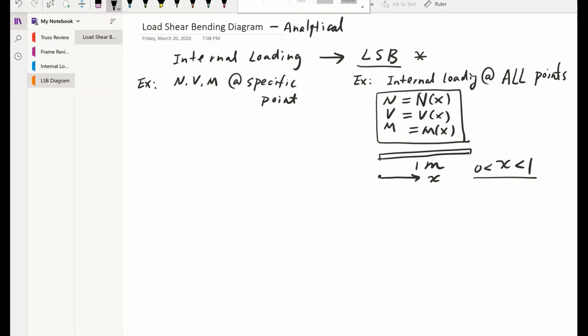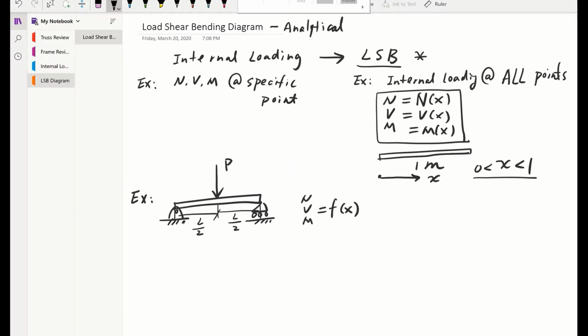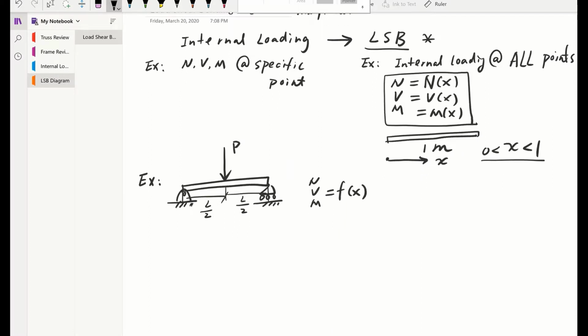Okay. Knowing that big picture, we're going to use an example to demonstrate how we solve a load shear bending diagram problem. This example is a simply supported beam, which has a pin support and a roller support. Then we have a concentrated load P right in the middle. The entire length is L, so this is L over 2. Our goal for this problem is to find N and V and M expressed as a function of X.